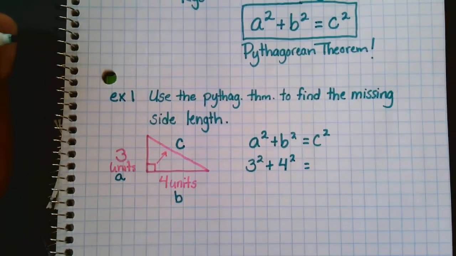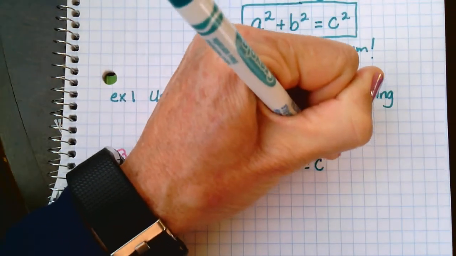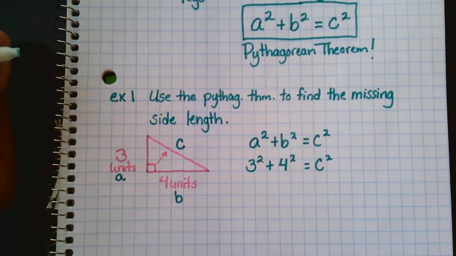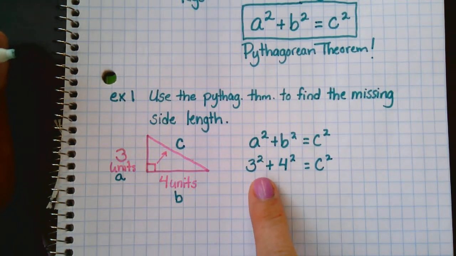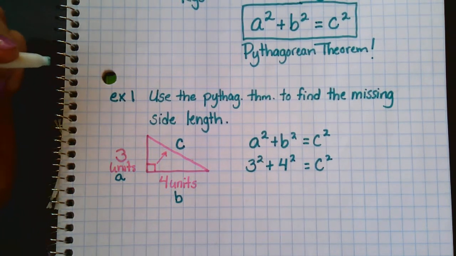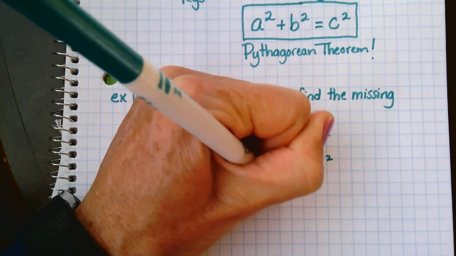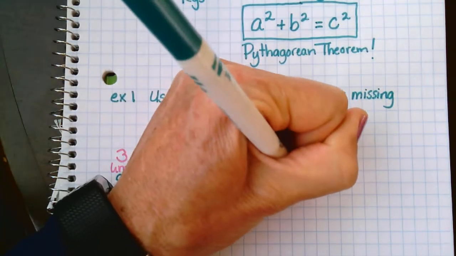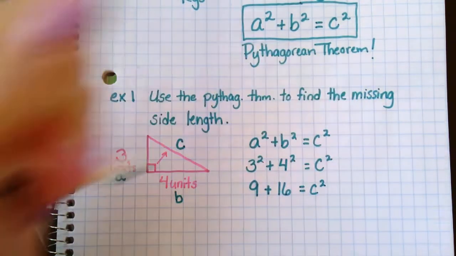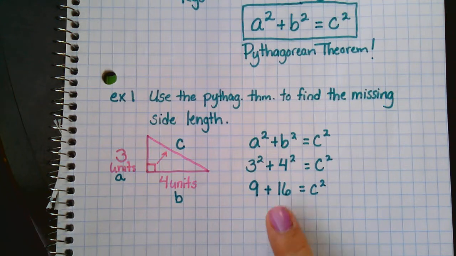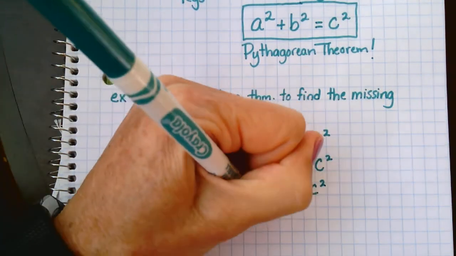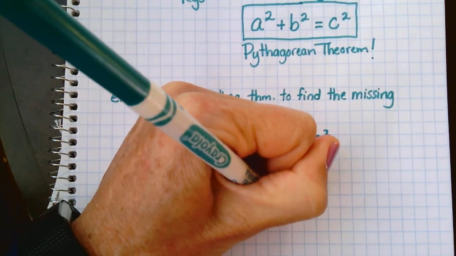And we do not know the length of side C, but we know we're going to be squaring it and comparing it to the sum of the other two squares. So 3 squared is 9, plus 4 squared is 16. We still do not know the length of side C. Find the sum of 9 and 16. That's 25.